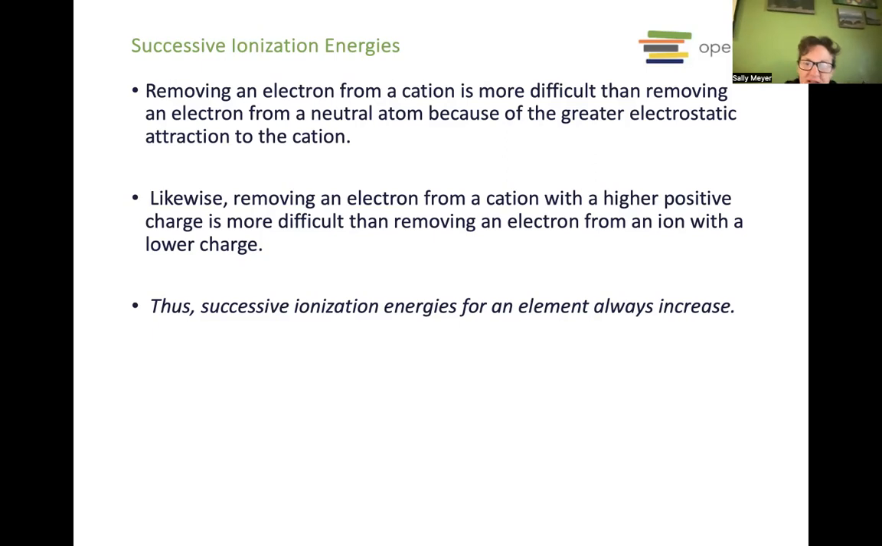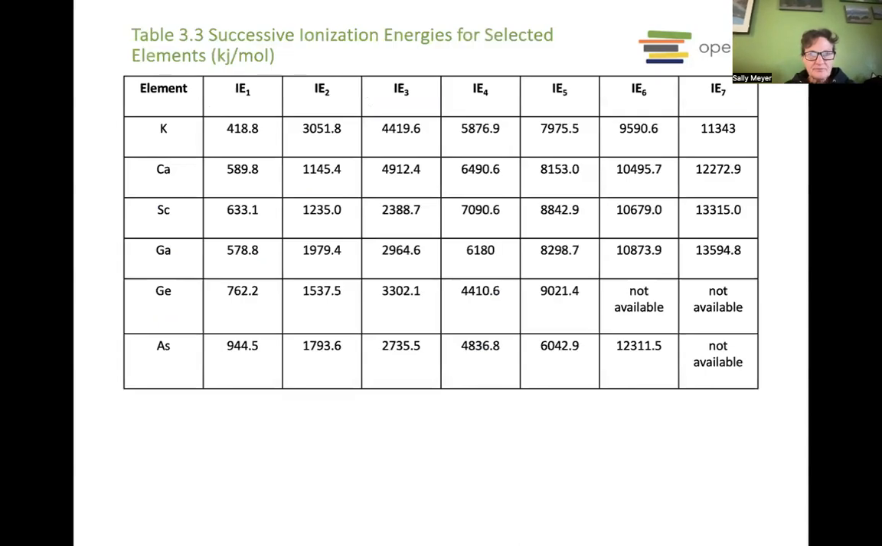So that means that if you talk about first ionization energy relative to second and third, the third is always higher than the second, and the second's always higher than the first. So successive ionization energies for an element always increase. It's always harder to take an electron off the more positively charged the species is that you're leaving behind. So this is just a table giving you some ionization energies.